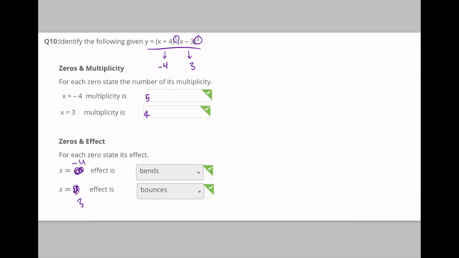So once again, if we have odd multiplicity, we're going to end up bending. So 5 is odd. That's why we say the 0 bends there. And 4 is even, so that's why we say it's going to bounce.